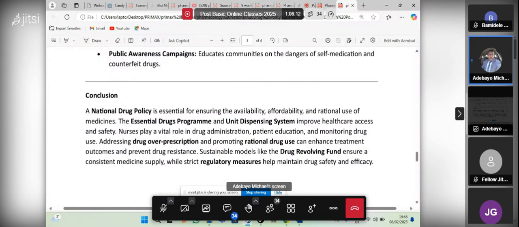Conclusion: national drug policy is essential for ensuring the availability, affordability, and rational use of medicine. The essential drug program and unit dispensing system improve healthcare access and safety. Nurses play a vital role in drug administration, patient education, and monitoring drug use. Addressing drug over-prescription and promoting rational drug use can ensure treatment outcomes and prevent drug resistance. Sustainable models like the drug revolving fund ensure a consistent medicine supply, while strict regulation measures help maintain drug safety and efficiency.